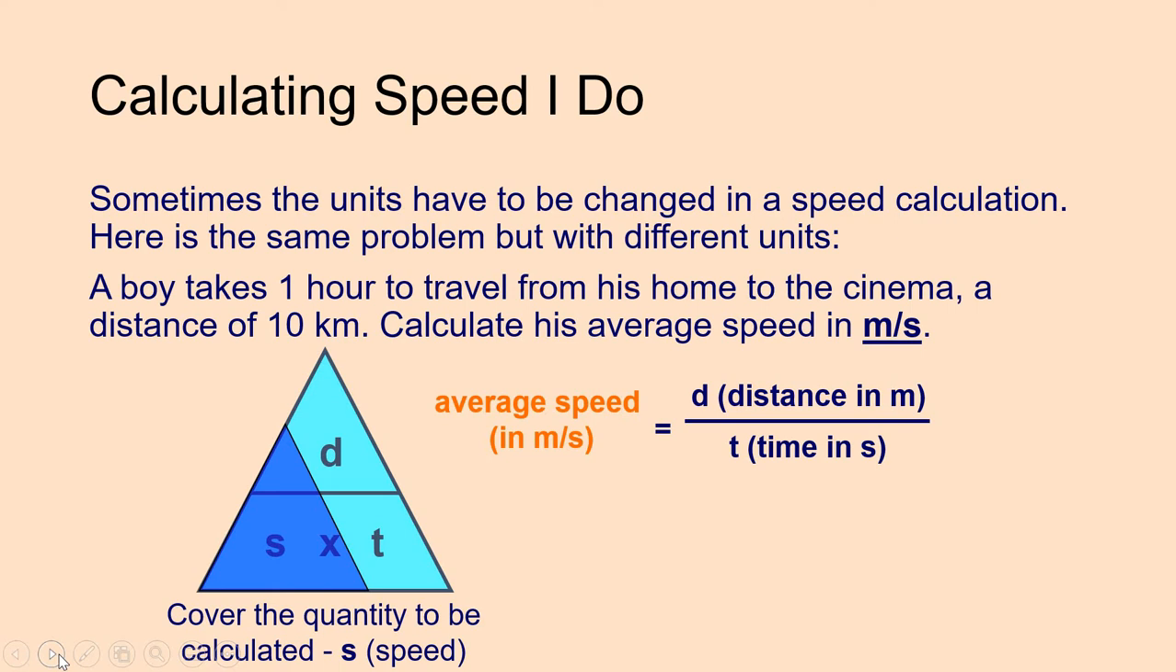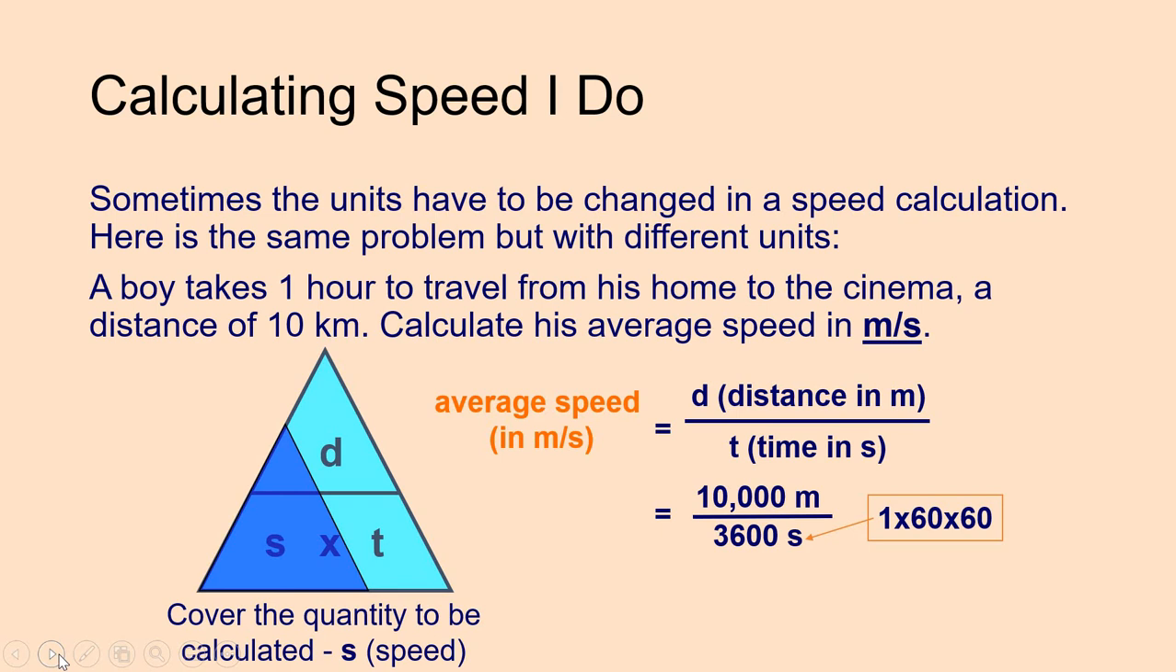Sometimes the units have to be changed in the speed calculation. So here is the same problem, but with different units. A boy takes 1 hour to travel from his home to the cinema, a distance of 10 kilometres. Calculate his average speed in metres per second. So we need to convert the distance from 10 kilometres into metres and from hours into seconds.